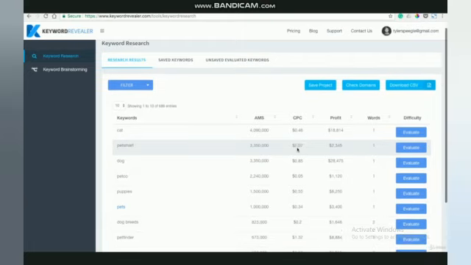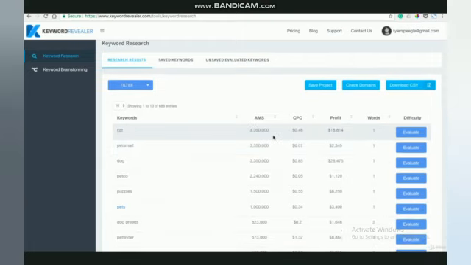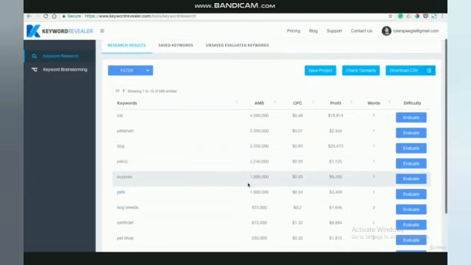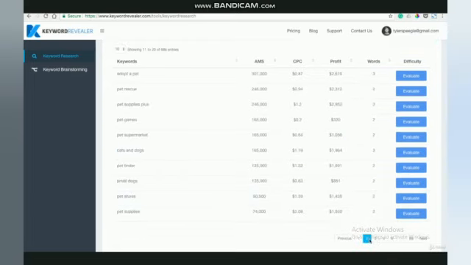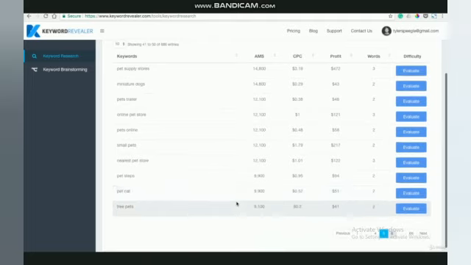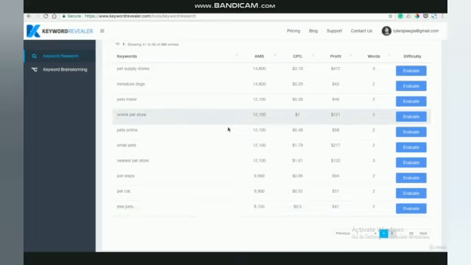So here we have it loaded, and it's going to start out by showing you the average monthly search for each keyword. So cat, really large amount here, over 4 million, PetSmart over 3 million, dog over 3 million, puppies over 1 million. And you can kind of start going down here and go to the next page, maybe go to the third, fourth, maybe fifth page, and you can start seeing where you could find a niche within this or some kind of topic that you could blog about and actually rank for.